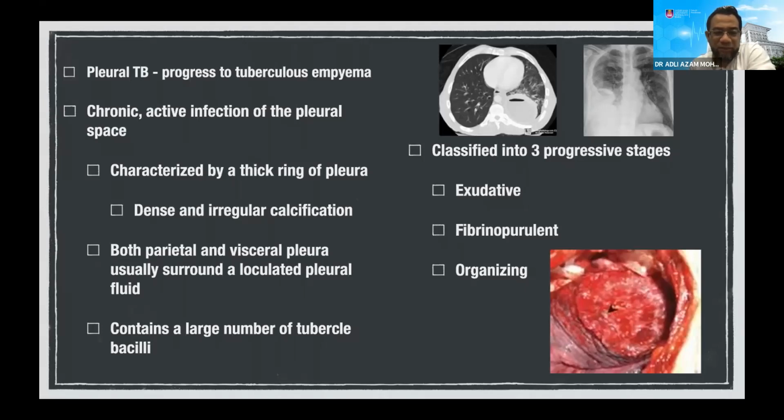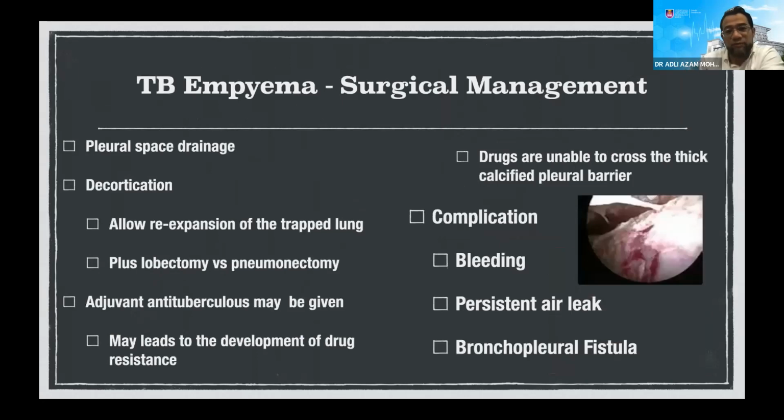And in empyema, both the parietal and visceral pleura usually surround a loculated pleural fluid, which we can drain surgically. It also contains a large number of tubercle bacilli. And as we learned in thoracic empyema, we know that thoracic empyema is classified into 3 progressive stages: exudative, fibrinopurulent, organizing. Of course, in organizing, surgical intervention is most of the time the indication. But exudative and fibrinopurulent are borderline. But if you refer us this type of suitable patient, the surgery will be easier. We can offer VATS and the outcome will be better compared to normal medical intervention.